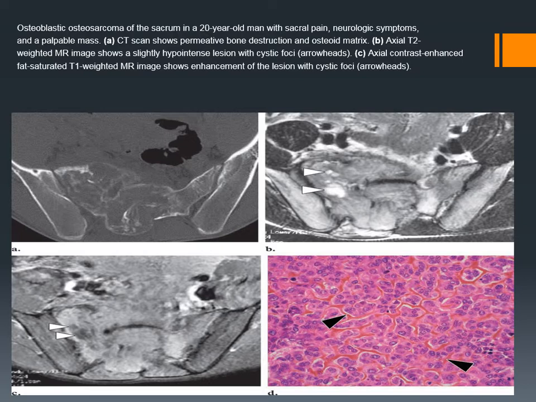For example, telangiectatic osteosarcoma looks very similar to aneurysmal bone cyst. What's the difference? You need to look for areas of nodular soft tissue thickening and nodular post-contrast enhancement with more aggressive features. Otherwise they are the same. As in this case, CT shows permeative bone destruction and osteoid matrix. Axial T2 weighted MR imaging shows a slightly hypointense lesion with cystic foci. Axial contrast enhanced fat saturated T1 weighted MR image shows enhancement of the lesion with cystic foci.